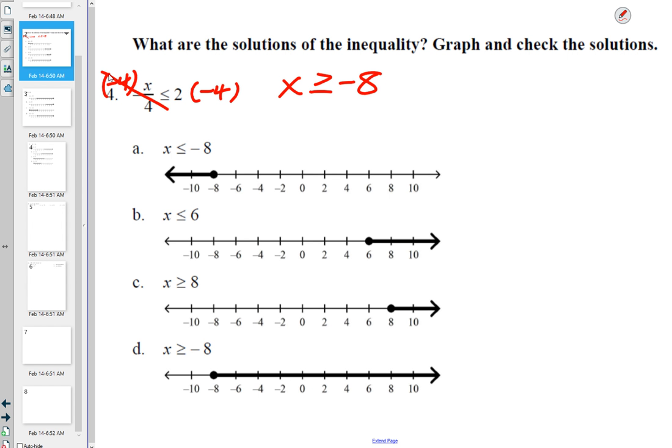The point of these problems was supposed to assess whether or not you knew how to graph, but they kind of helped you out by writing the inequality there. So even if you have no idea what a graph should look like, only one of these says that x is greater than or equal to negative 8. And that's D. You need a closed point at negative 8 shaded to the right.